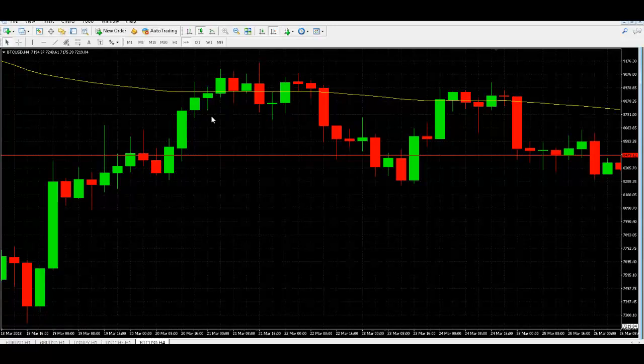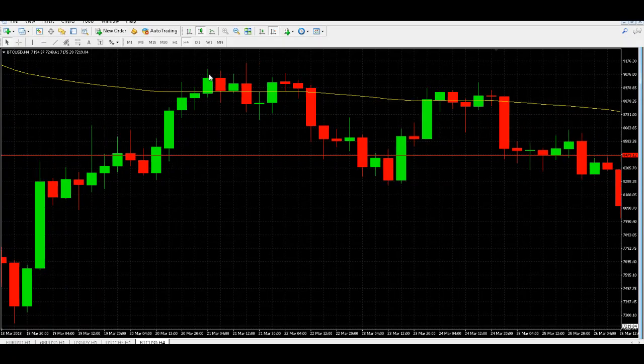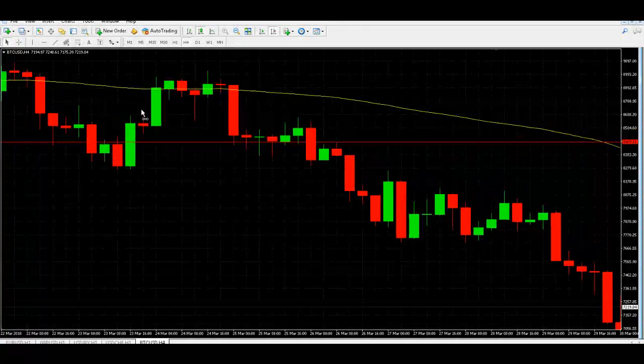The next one is, price went up, pulled back, and then made a new high right here, and then we created a nice engulfing bar, and then we start to go down. So this is a perfect setup right here. Now here's another one, even better.